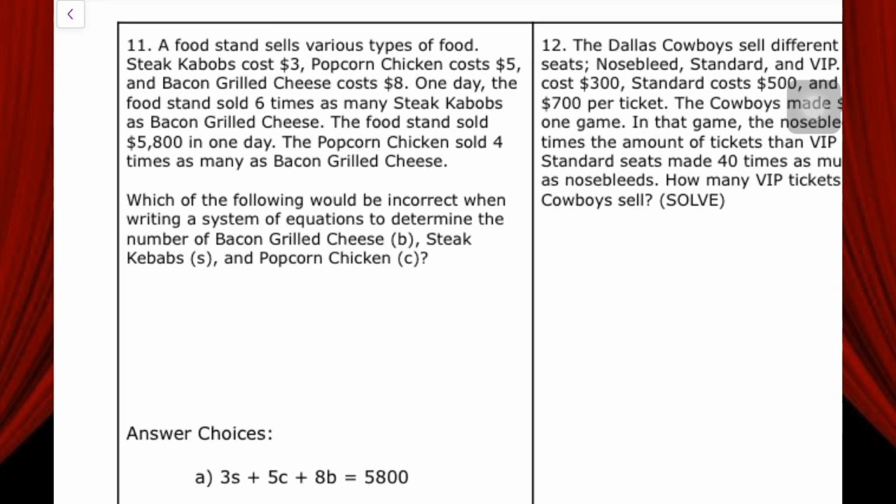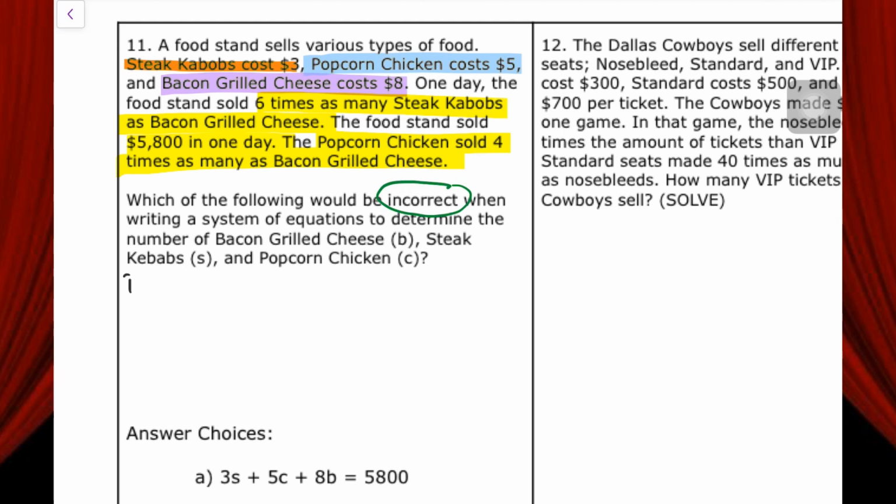A food stand sells various types of food. Steak kebabs cost $3, popcorn chicken costs $5, and bacon grilled cheese costs $8. One day, the food stand sold 6 times as many steak kebabs as bacon grilled cheese. The food stand sold $5,800 in one day. The popcorn chicken sold 4 times as many as bacon grilled cheese. Which of the following would be incorrect when writing a system of equations to determine bacon grilled cheese, steak kebabs, and popcorn chicken? It looks like they've already defined our variables.